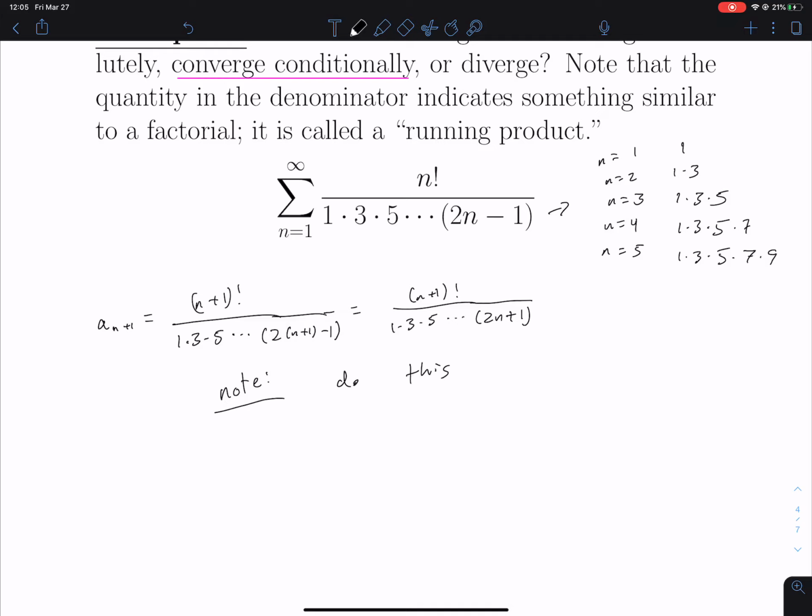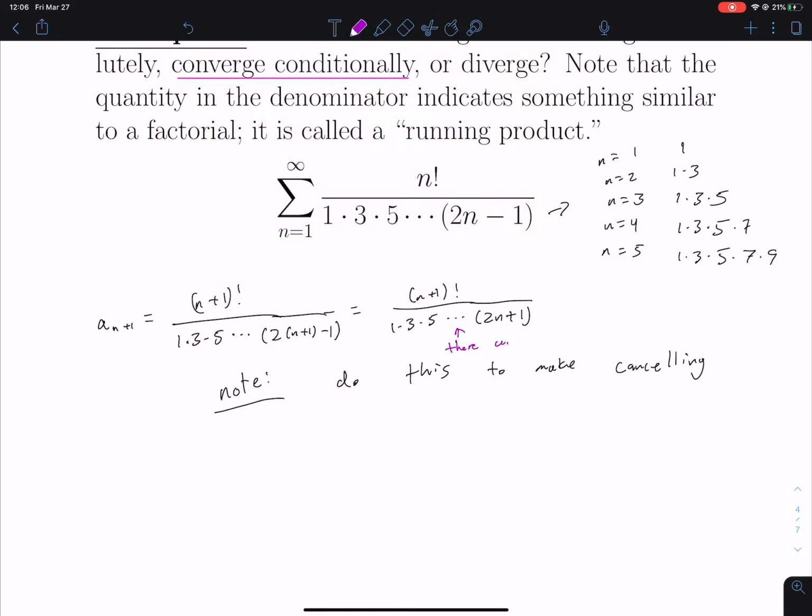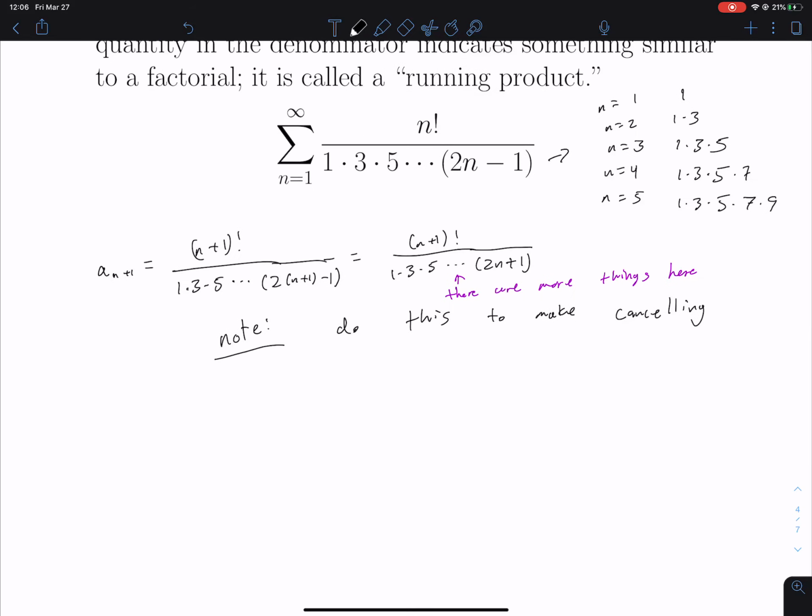Because what I'm hoping is going to happen, so do this to make canceling easier, is that this will cancel with the an term. And so there are terms in here. A brief amount of thought should tell you that the first term in there is going to be a 7. It's 1 times 3 times 5 times 7 times 9 ... 2n plus 1. Okay, so there is a 7 living in here, but I don't really care about that 7. The thing I care about is the last thing that's before this. So 1 times 3 times 5 ... 2n plus 1. The last thing that sits before that is the 2n minus 1.